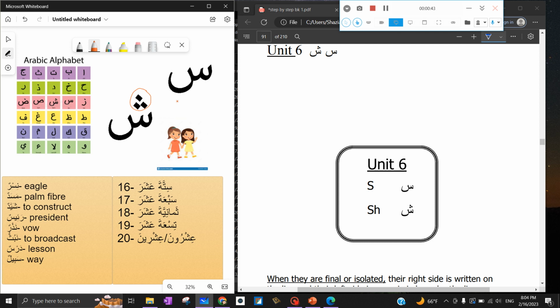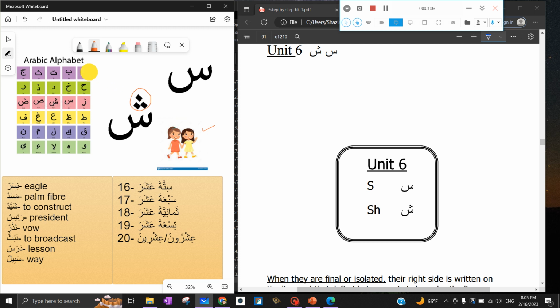They are somewhat familiar, like feminine letters, but they are not actually. It looks like they are both sisters. That's why I have put the picture of two girls together. They are identical. The only difference is the three dots above, and this is sheen.